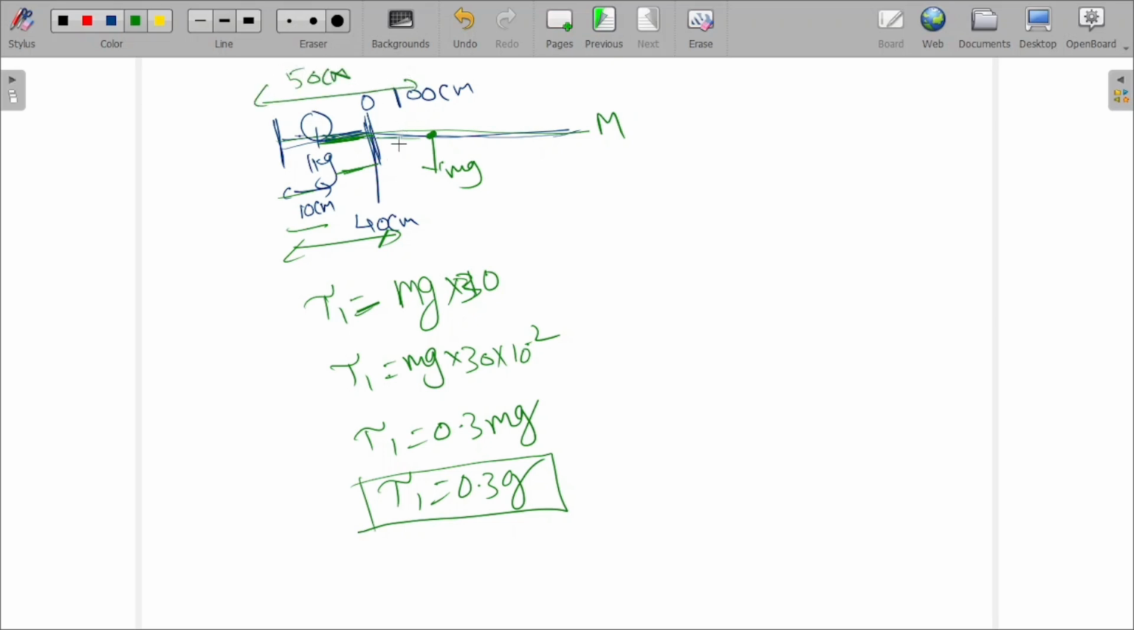50 centimeters, initially 50 centimeters. After keeping this, a fulcrum has come here to balance it. So this is 40, then what will be this distance? This is also 10 centimeters.